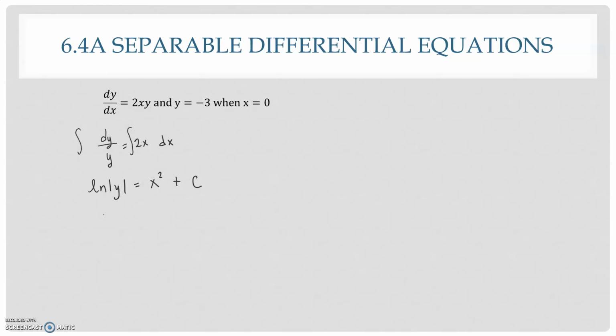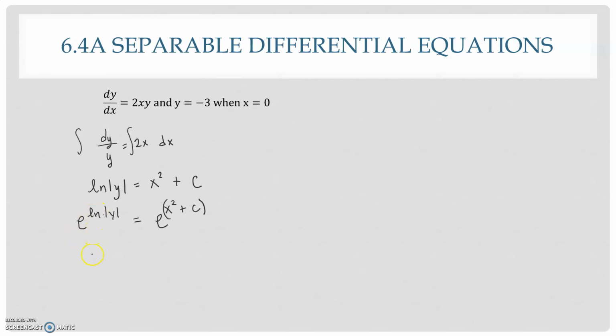Now we both need to solve for y and we also need to solve for c. I'm going to start by solving for y. I think that's easier. It's not always easier, but I think it is in this case. So I'm going to take e to both sides to get rid of the natural log. So e to the natural log of the absolute value of y is going to be e to the x squared plus c, and the plus c is in the exponent.